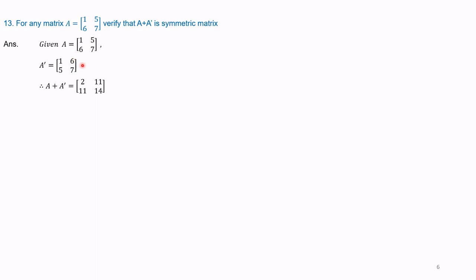It is written here. Next, therefore, A plus A dash is equal to 1 plus 1 is 2, 5 plus 6 is 11, 6 plus 5 is 11, and 7 plus 7 is 14. Thus, we have transposed matrix A to A dash, and then again we have found the sum, addition of A plus A dash, and we have got a new matrix.